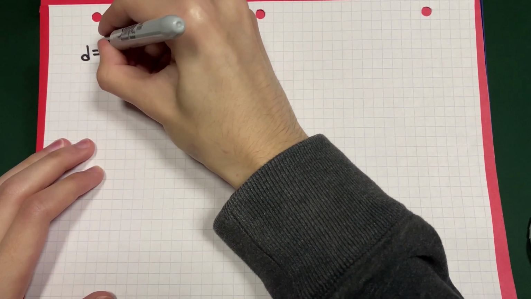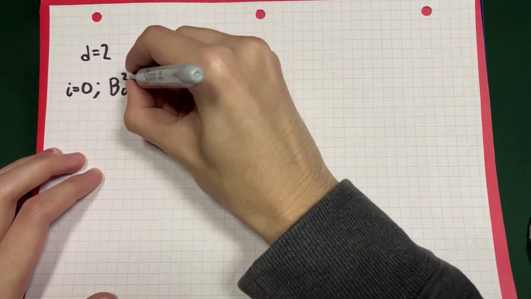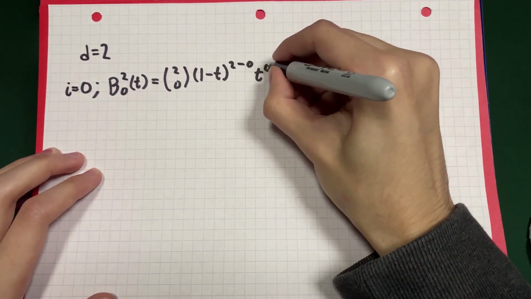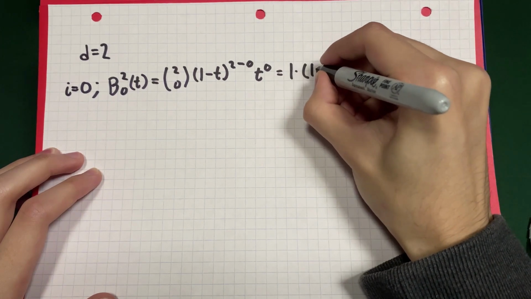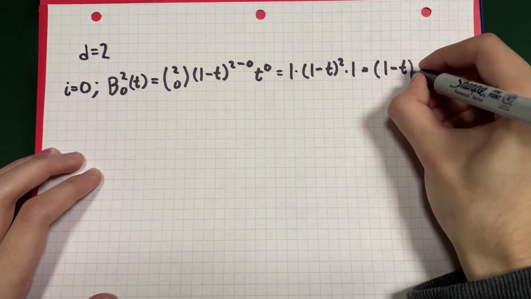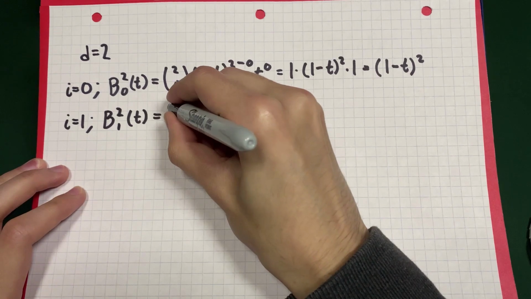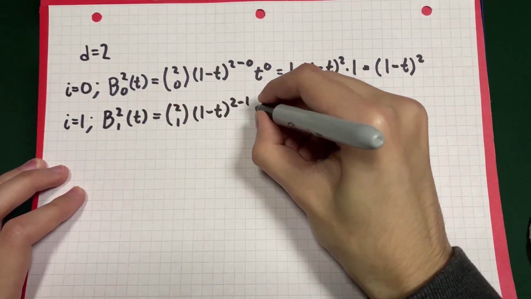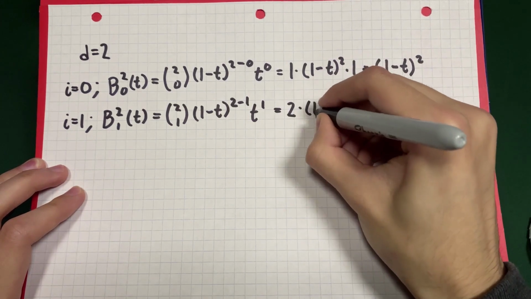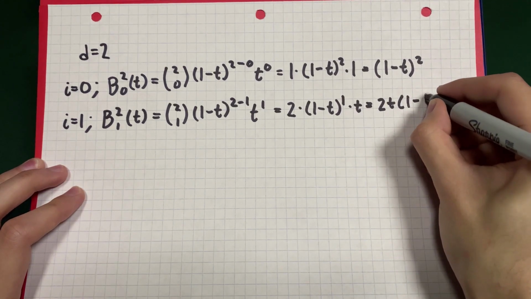We'll do examples with a degree of 2. Let's start with i equals 0. b_{2,0}(t) equals (2 choose 0) times (1 minus t) to the power of 2 minus 0 times t to the power of 0. That just equals 1 times (1 minus t) to the power of 2 times 1, which equals (1 minus t) squared. For i equals 1, we have b_{2,1}(t) equals (2 choose 1) times (1 minus t) to the power of 2 minus 1 times t to the power of 1. That equals 2 times (1 minus t) to the power of 1 times t. That just ends up equaling 2t times (1 minus t).